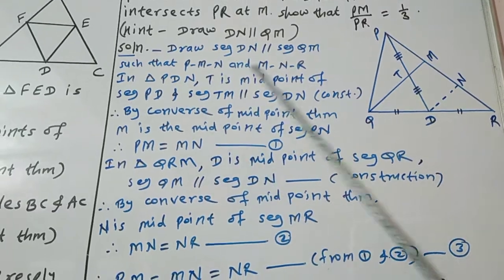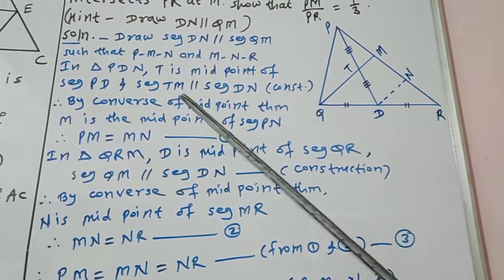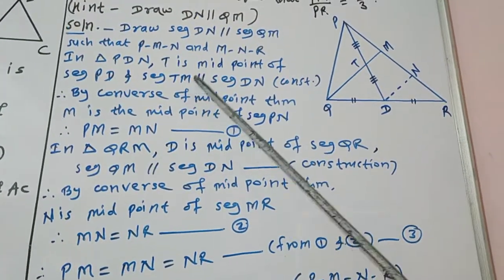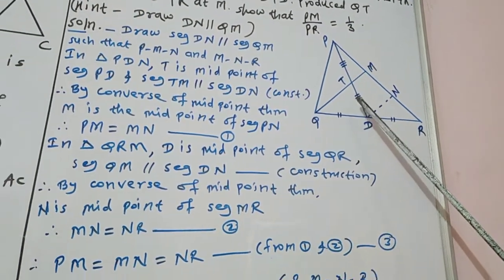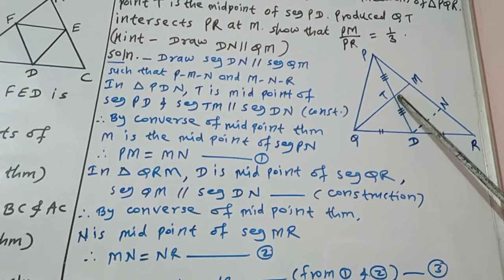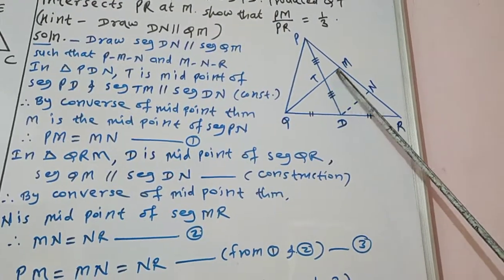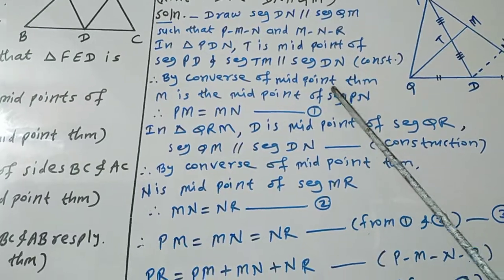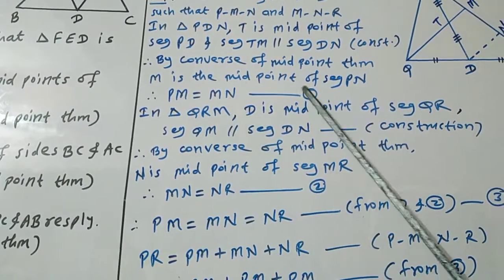In triangle PDN, see here triangle PDN. Here T is midpoint of seg PD and TM is parallel to seg DN. I am showing you in triangle PDN, T is the midpoint and TM is parallel to DN. So by converse of midpoint theorem, this TM bisects third side PN. Therefore, M is the midpoint of seg PN. Therefore, PM is equal to MN, number 1.